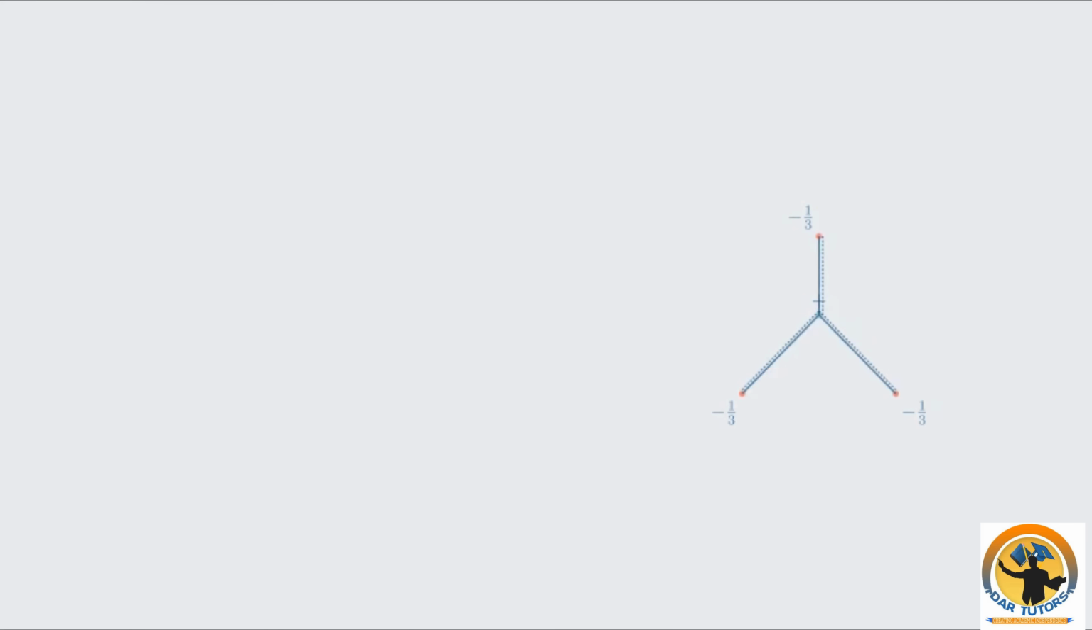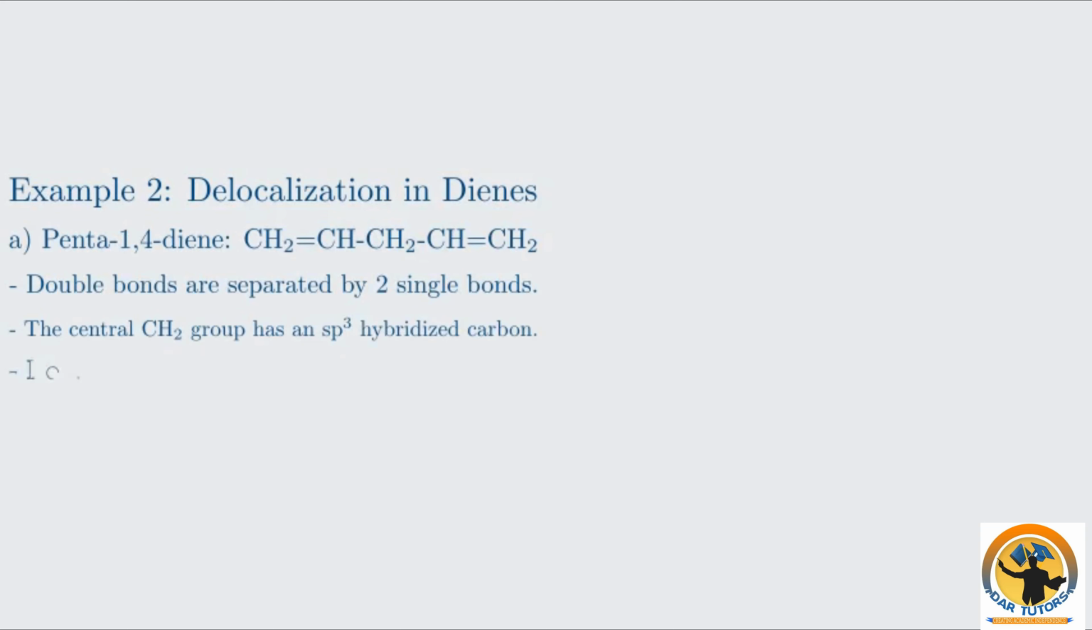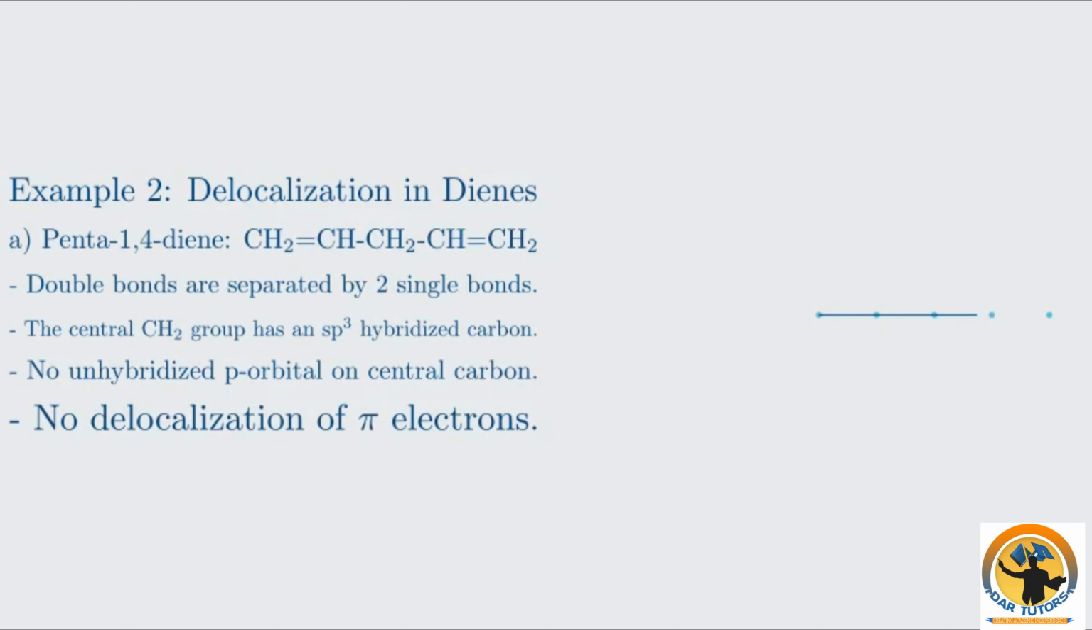Now for our second example, explain why penta-1,4-diene does not contain any delocalized pi electrons, whereas penta-1,3-diene does. Let's start with penta-1,4-diene. This molecule has 2 pi bonds separated by 2 single bonds, which contain an sp3 hybridized carbon atom. These sp3 carbons do not have unhybridized p orbitals available for lateral overlap. Because the pi bonds are interrupted by an sp3 carbon, their p orbitals cannot overlap to form a continuous delocalized system. Therefore, the pi electrons are localized to their respective double bonds.